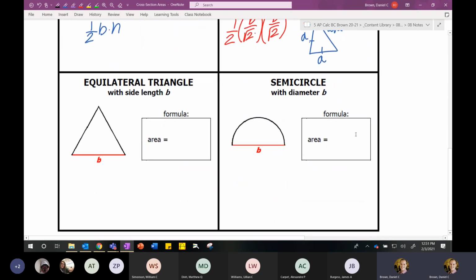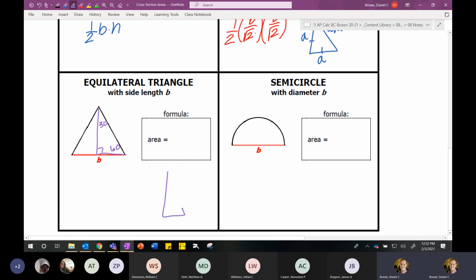The other 2 common ones I see are an equilateral triangle. So again, those slices on this 3-dimensional figure might be an equilateral triangle, and then also a semicircle. The area of an equilateral triangle, we can derive a nice clean version for the area, because an equilateral triangle is basically 2 30, 60, 90 triangles sitting side by side.